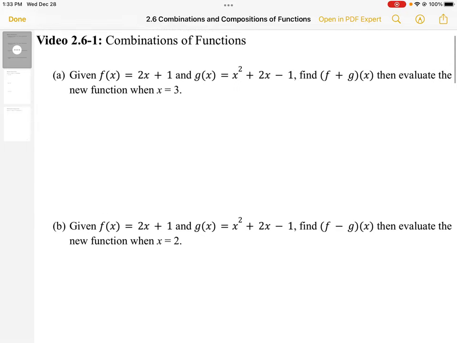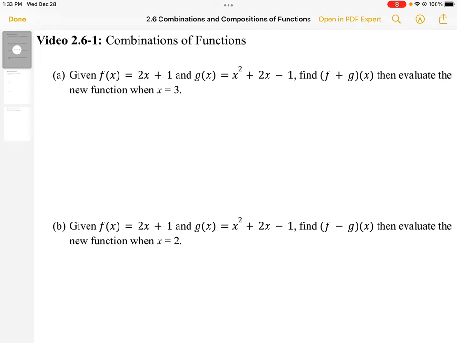In this video, we're going to be looking at combining two functions using the four operations: addition, subtraction, multiplication, and division. We're going to do those separately. So we have an example for each type of combination.